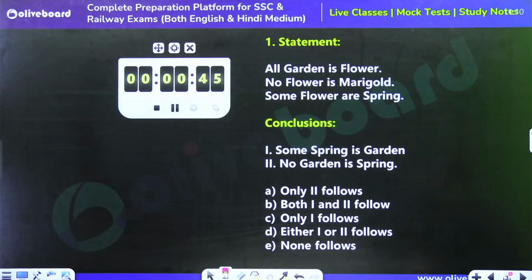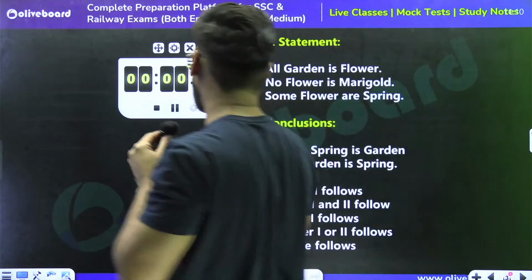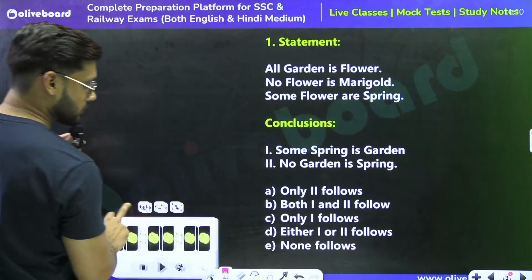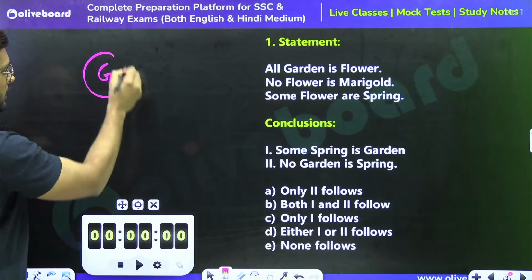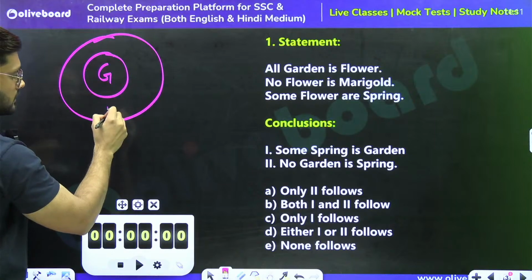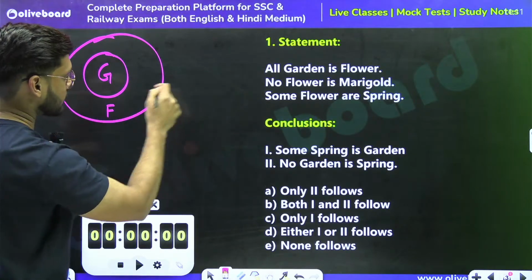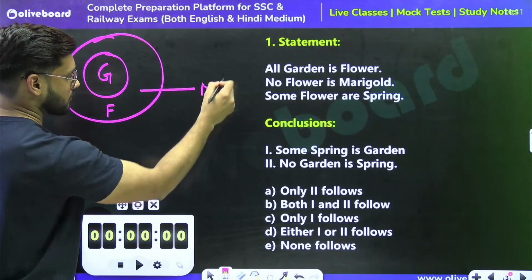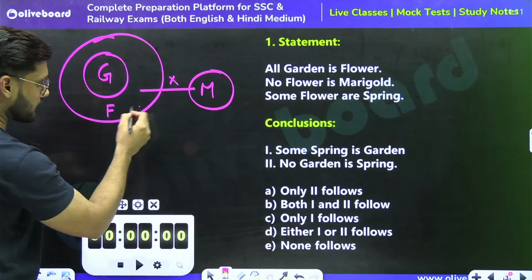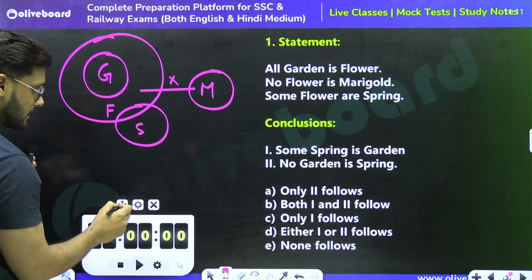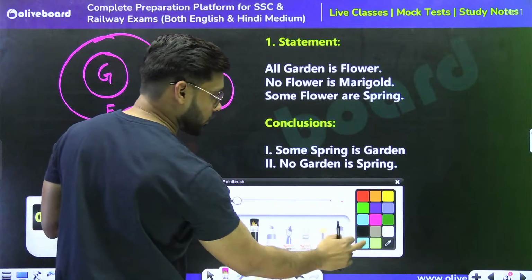Okay. Let's see what should be the right answer. In this question, it is given: all garden is flower. No flower is marigold. Some flower are spring. So what should be the conclusion?